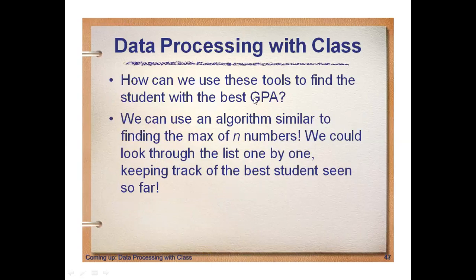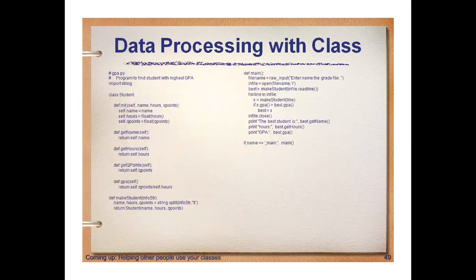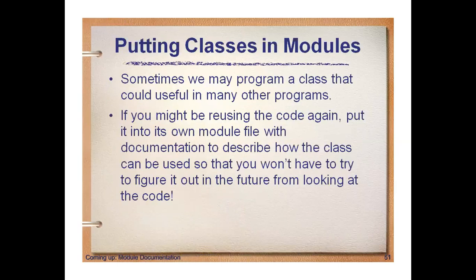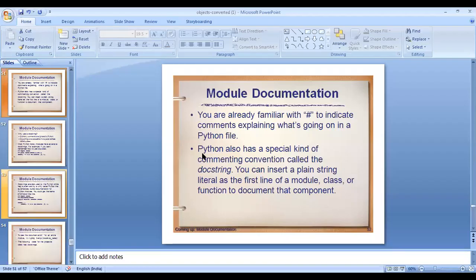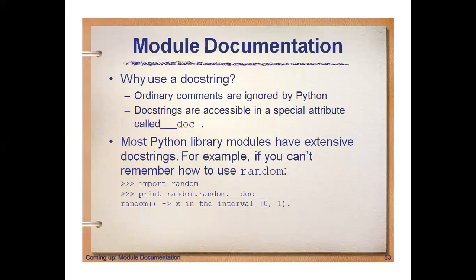Now, data processing with the class for the GPA. Can you design it? I have some pseudocode for it and some basic information here. You can help it out, right? Putting classes in modules is again about documentation and the module declaration. If you want to put some comment here, you can always declare it by putting a hash in front of it, right? So this is what the module documentation is.